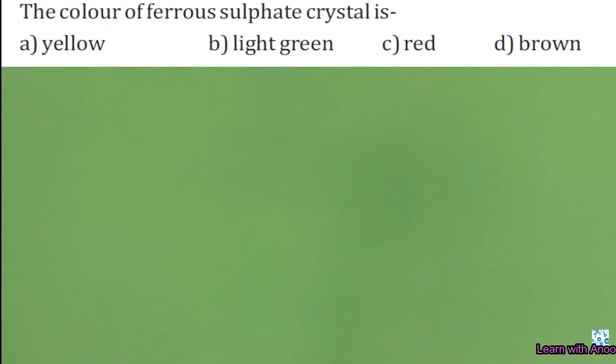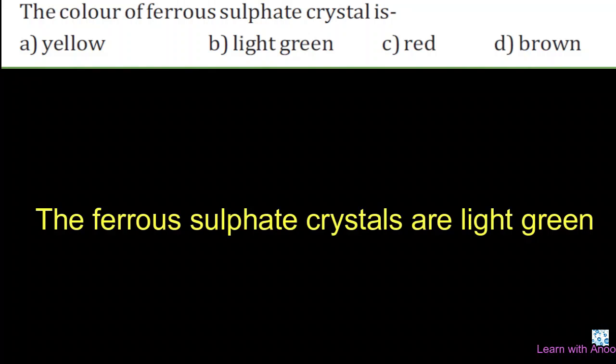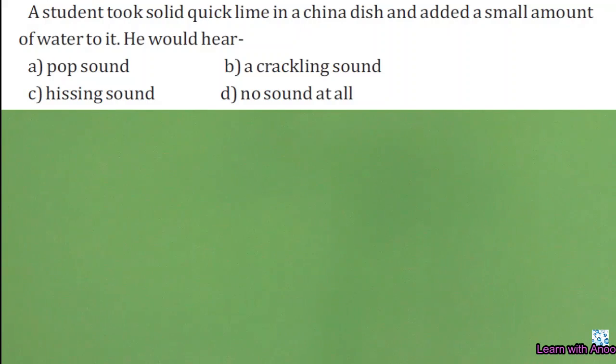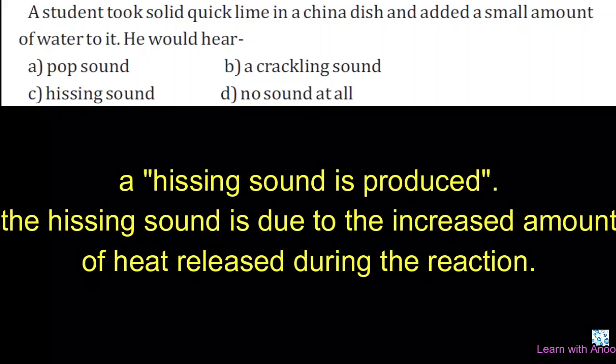Next, the color of ferrous sulphate crystal is A. Yellow, B. Light green, C. Red, D. Brown. Answer is B. Light green. Next, a student took quicklime in a china dish and added a small amount of water to it. He would hear A. Pop sound, B. Crackling sound, C. Hissing sound, D. No sound at all. Answer is C. Hissing sound.